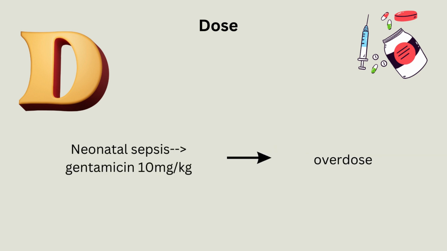Conversely, if gentamicin is prescribed at 10 mg per kilogram for neonatal sepsis instead of the recommended 5 mg per kg, it can lead to renal toxicity in the baby. Therefore, it is important to provide effective treatment with optimal doses while avoiding adverse effects.